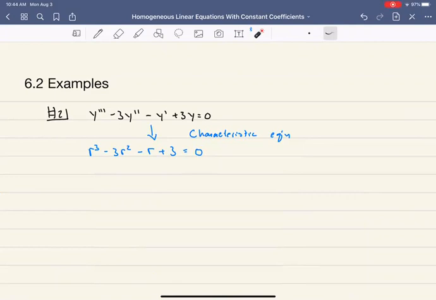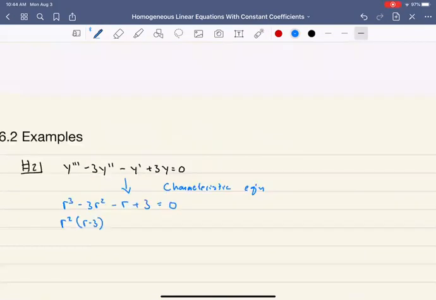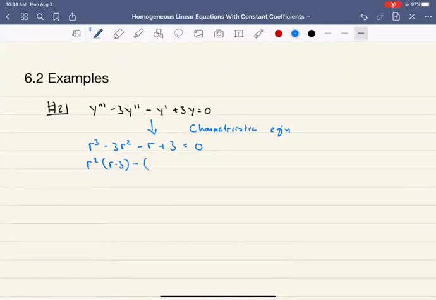Now this one's easy to factor actually. No trouble. We can do a factor by grouping. Factor out r squared here, r minus 3, minus r minus 3 equals 0. So we get r squared minus 1 times r minus 3 equals 0. R plus 1, r minus 1 times r minus 3 equals 0.